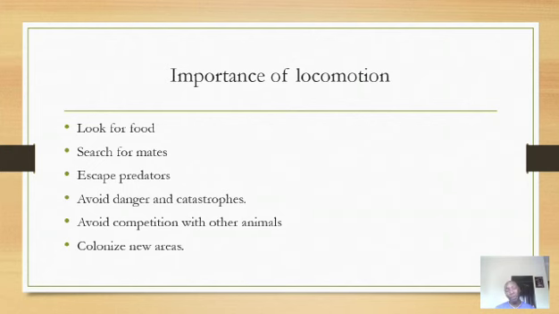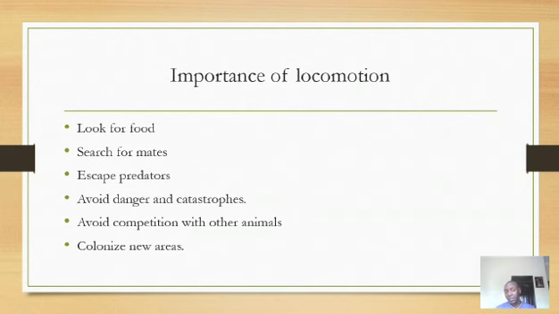They also locomote to avoid danger and catastrophes, like fires, any other danger that may threaten them in their habitat. So they then walk or run or fly or swim away from these dangers.